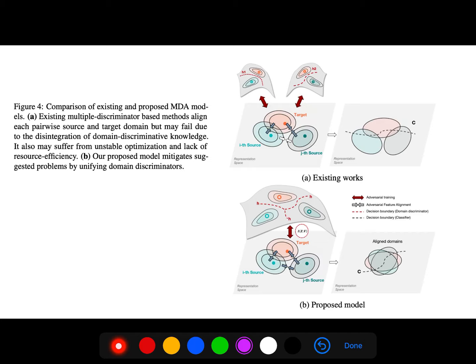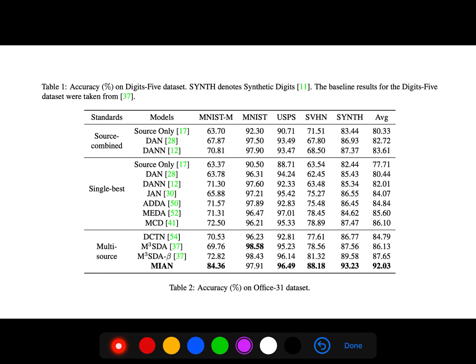Now you see the comparison of existing and proposed multi-source domain adaptation. In A, which is existing, it shows the existing multiple discriminator-based methods align each pairwise source and target domain, but may fail due to a disintegration of domain discriminative knowledge. It also may suffer from unstable optimization and lack of resource efficiency. But in B, our proposed model mitigates these problems by unifying domain discriminators. And this is for accuracy on the Digits-five dataset.